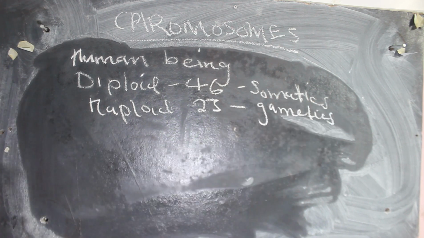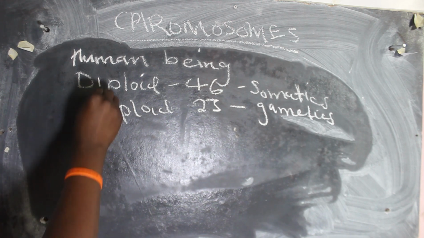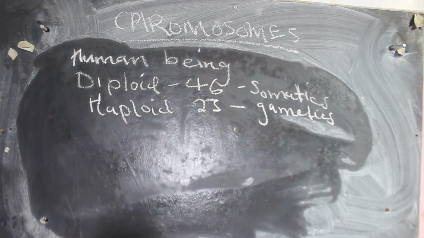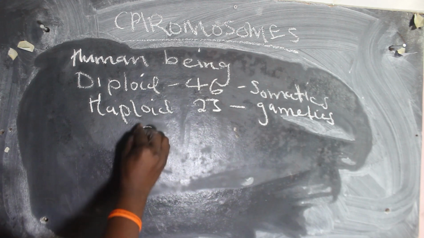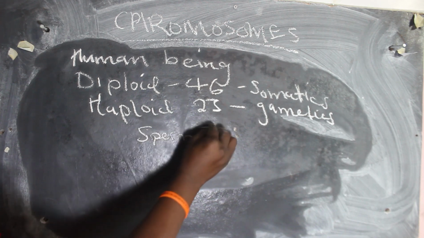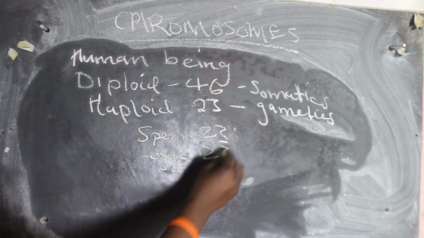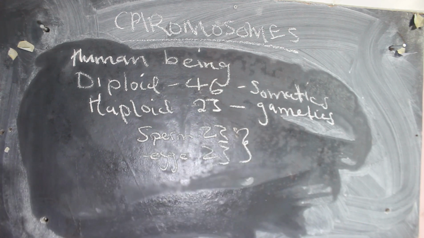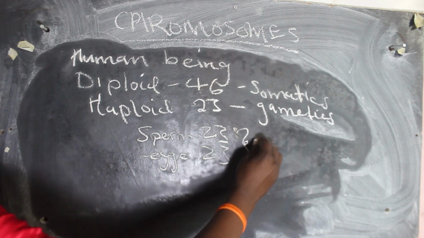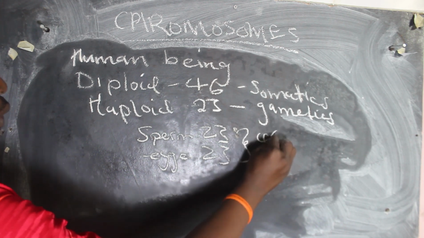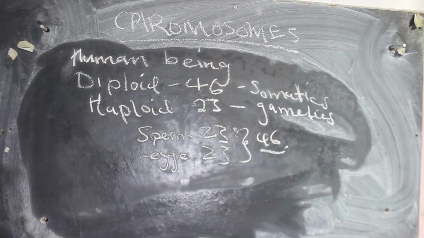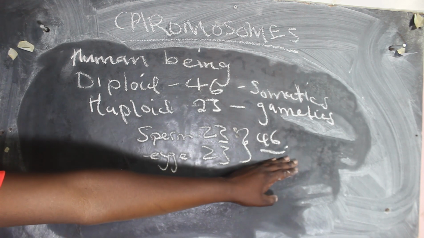Remember when we looked at fertilization in our online, or what I call physical online meeting, I mentioned that a sperm cell will donate 23 chromosomes, and the egg as well will donate 23 chromosomes, which will give you the 46 diploid in the fetus. So the body of the fetus will have this.